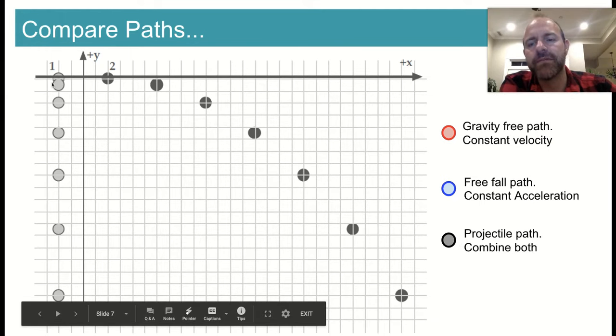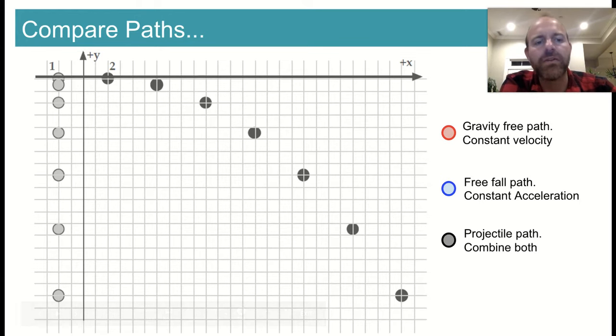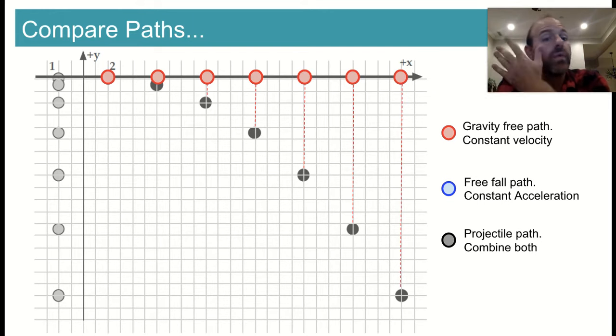Here is the free fall path number one, and then we've got our projectile path. So I'm going to overlay on this. We've already got the gray of our projectile path. The gravity-free path, which is constant velocity. If it starts here, and then it just keeps going at a constant speed, a constant velocity, it covers the same amount of distance every second, right? Equally spaced. This is like rolling a ball across a table, no friction.